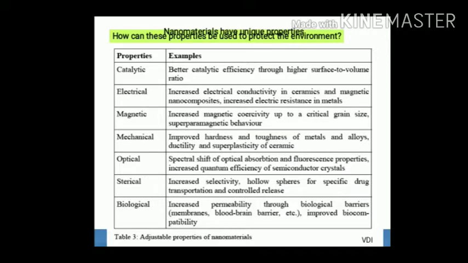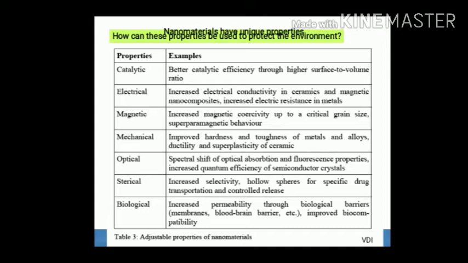Nanomaterials have unique properties, but how can these properties be used to protect the environment? So here are the properties: catalytic, electrical, magnetic, mechanical, optical, spherical, biological. So for catalytic, it can better efficiency through higher surface to volume ratio. For electrical, increased electrical conductivity in ceramics and magnetic nanocomposites, increased electric resistance in metal.